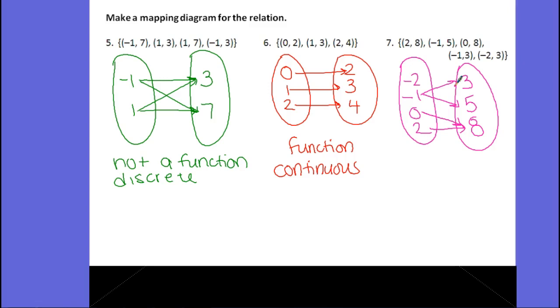So the y's could repeat a million times, the x's cannot repeat, and then you have -2 also mapping to 3. So it's not a function because of x equals -1, and it's also probably not continuous because of the fact that it is not a function, so it's not going to be very pretty. So this is a discrete relation.